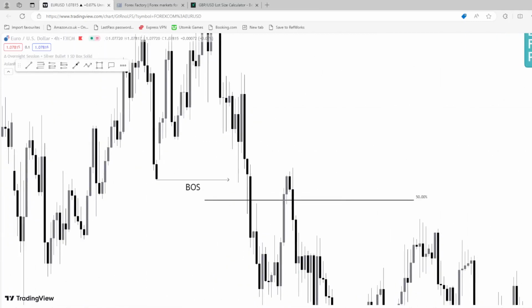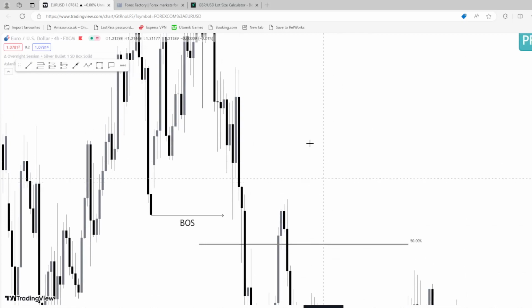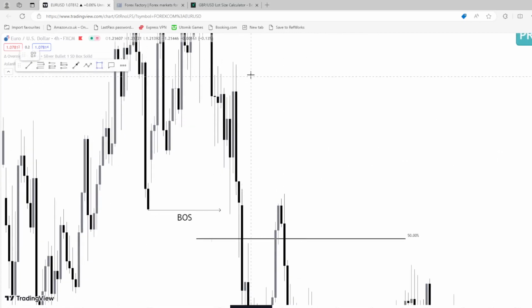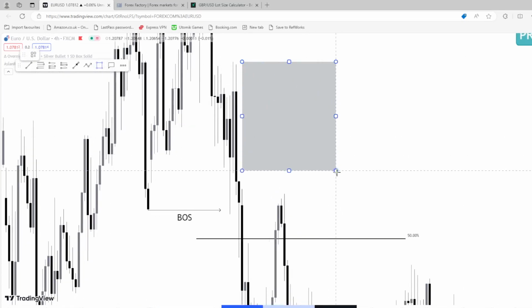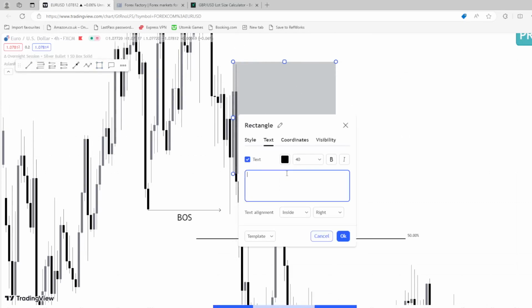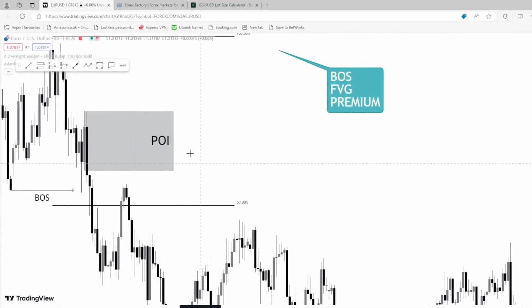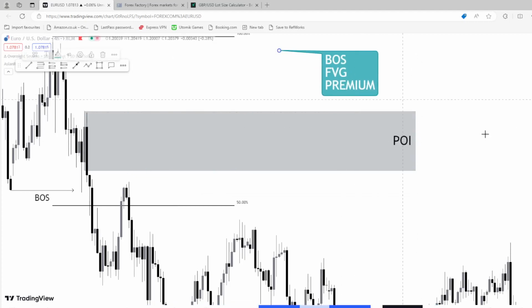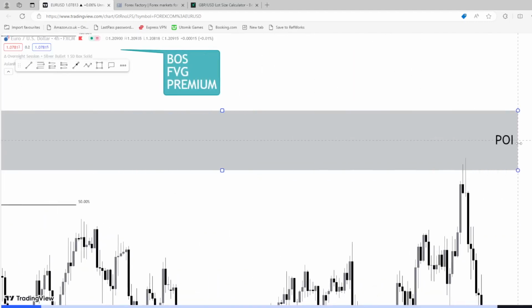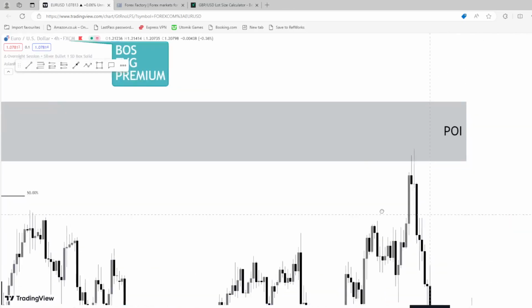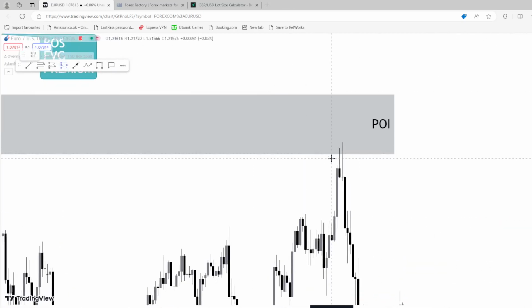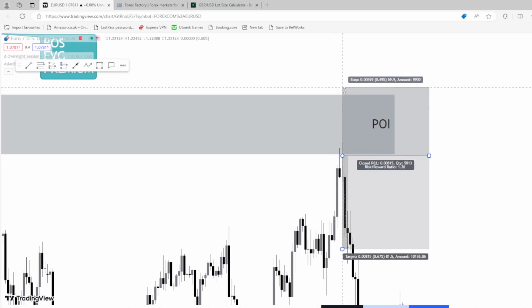So our fair value gap will indicate where our order block, or sorry, our POI will be. So this here is a point of interest that fits the requirements. This is a POI, or a point of interest. So if I scan this over to the right of your screen, we see price tap into this POI and give us the rejection that we are currently looking for, right?